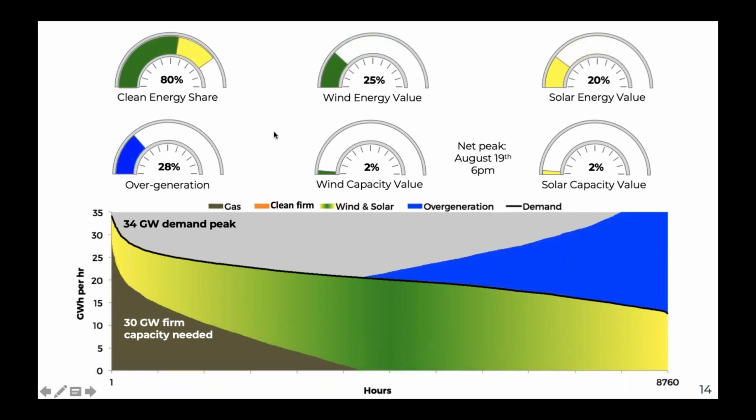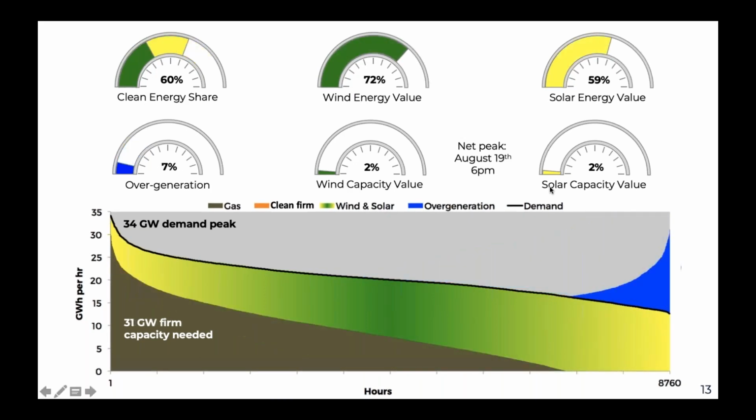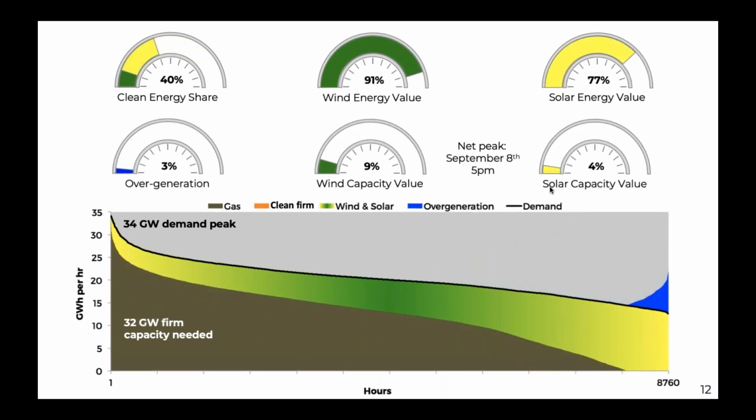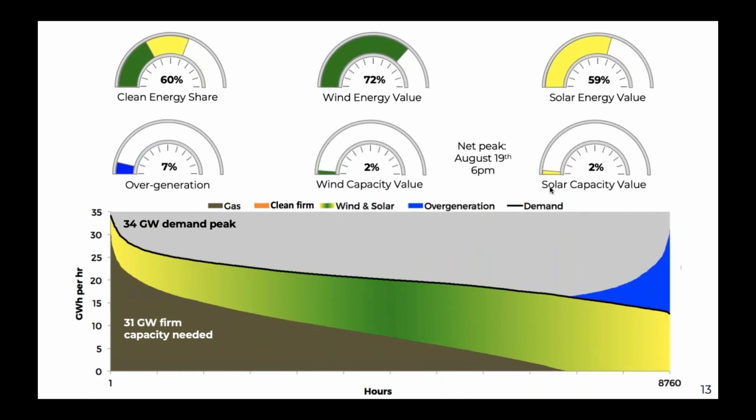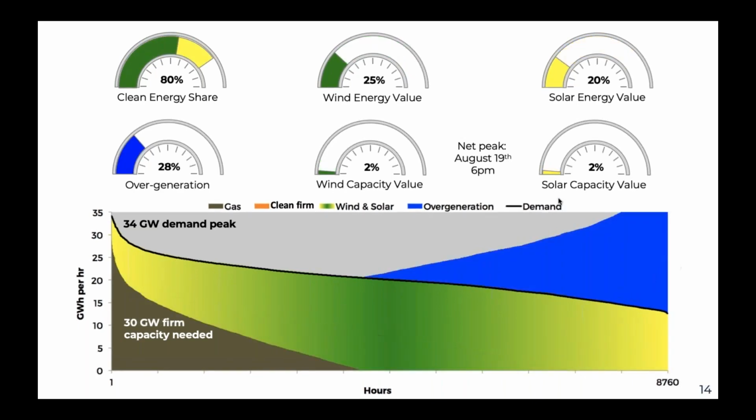When we go to 80%, we can see how non-linearly this challenge increases. So that initially we had very small increments of increase in overgeneration and declines in capacity value in the first couple examples. And as we go to 80%, we can see the huge increase in the amount of overgeneration. And this is simply because we're trying to displace this natural gas consumption, the brown triangle over here, which occurs at exactly the times when wind and solar capacity values are relatively low.